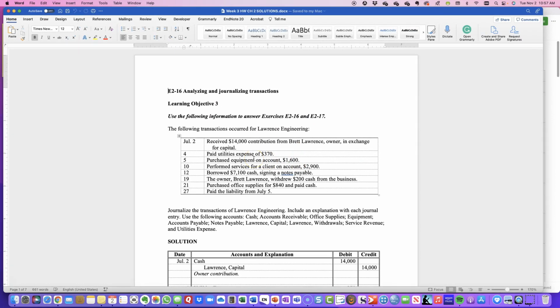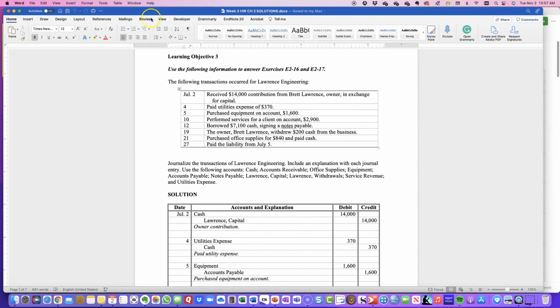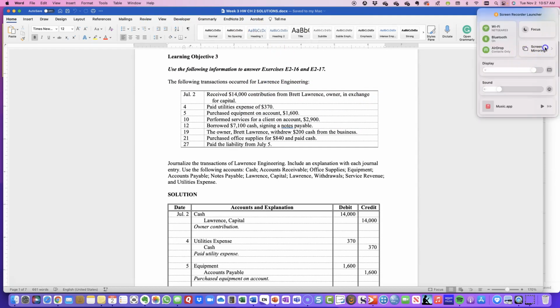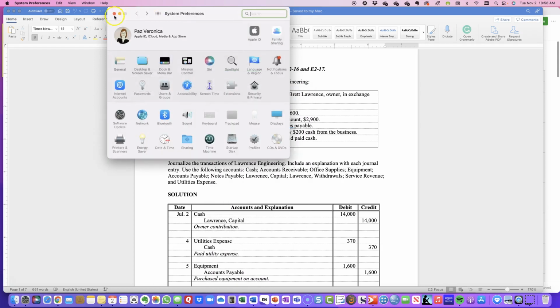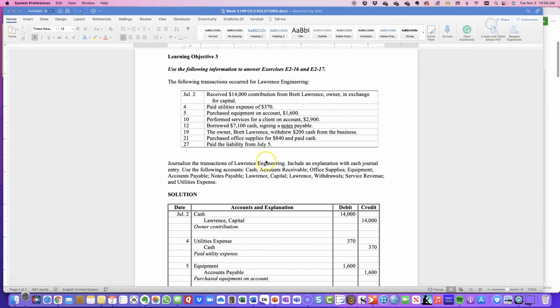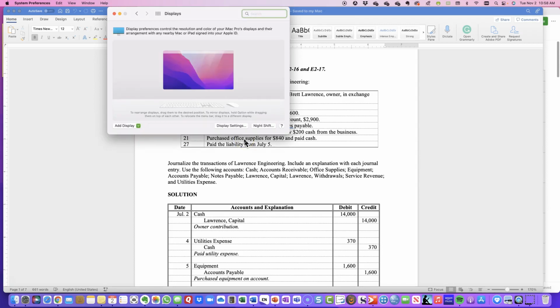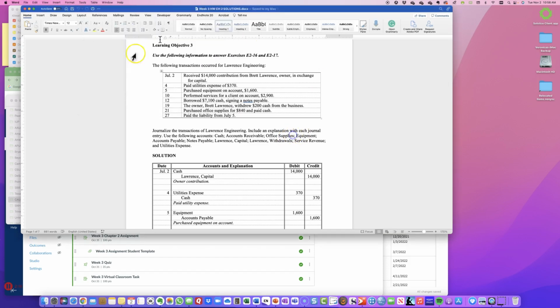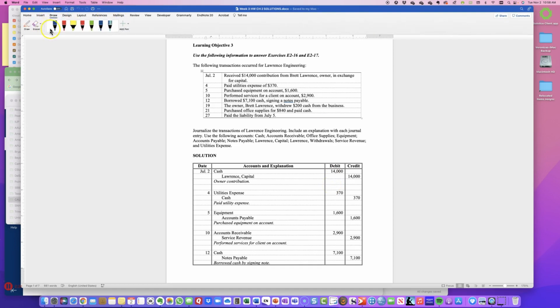So basically in chapter 2, what you should have gone over is all of this information. For example, the following transactions occurred for Lawrence Engineering. Let me see if I can mirror this so I can annotate on it. Screen mirroring, display preferences. iPad Pro, there we go. Let me make this larger so that you can see it, and then I can annotate with my stylus. Let's do red.